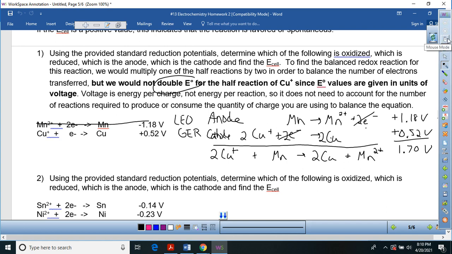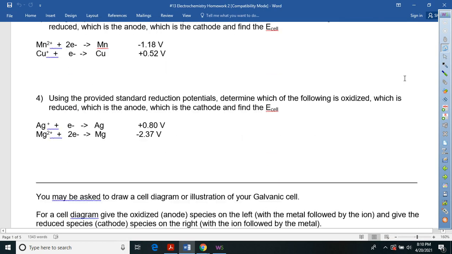Okay, so that's how you find the overall energy of your cell. And that's also how you determine what's being oxidized, what's being reduced, which is the anode and which is the cathode. So you should be able to answer the remaining questions here.